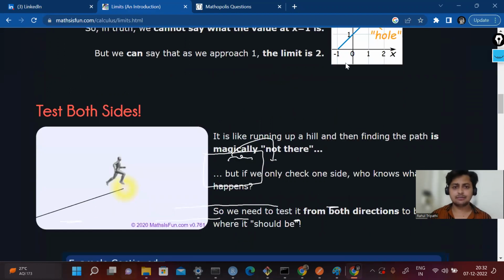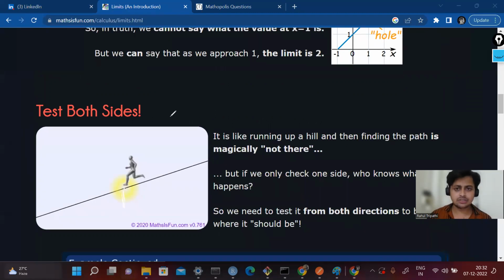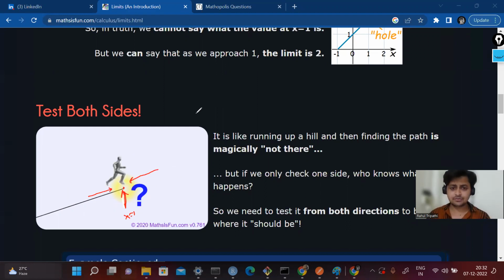For example, here in this example, just a minute. Let's suppose this is x equal to 1. We are approaching from this side, and we are approaching from this side. On both sides, the value should be the same. If it is different, again we can say we cannot solve this problem. If I'm approaching from this side, we call it the left hand side limit, and if you're approaching from this side, this is called the right hand limit.